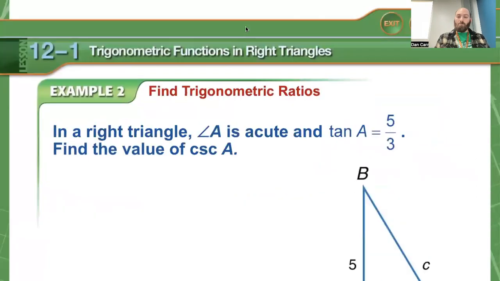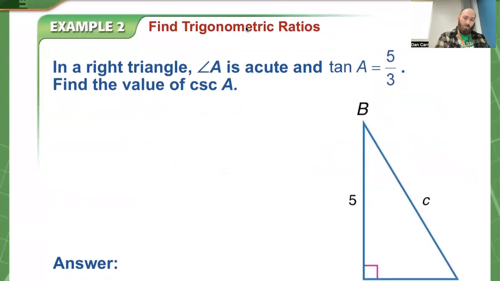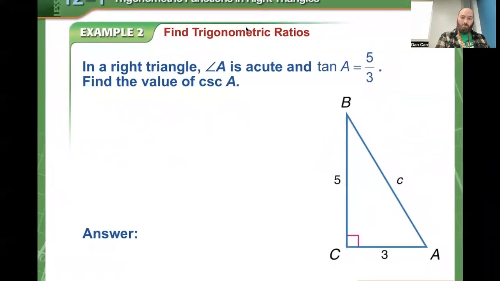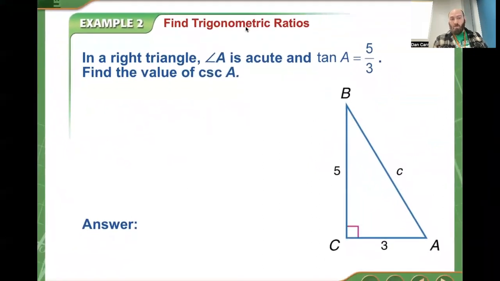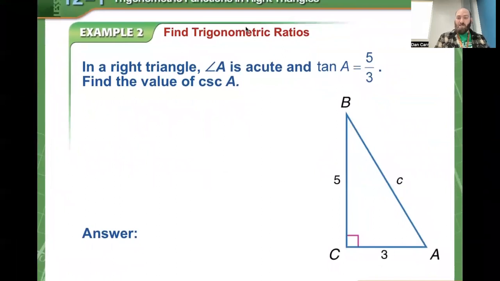All right. So now we can zoom out a little bit here. In a right triangle, angle A is an acute angle and tangent of A is 5/3. Find the value of the cosecant of A. So when looking through these problems, what I like to do is think about what cosecant is the reciprocal of, and then use that to help me find what I need. So first thing is, I know that cosecant is 1 over the sine of A.